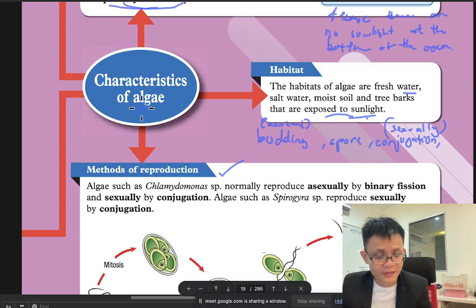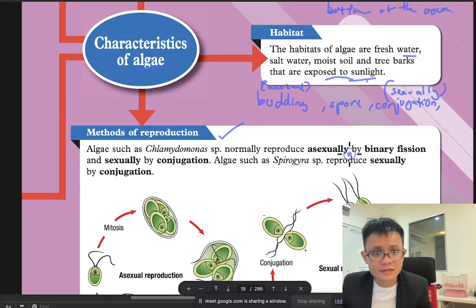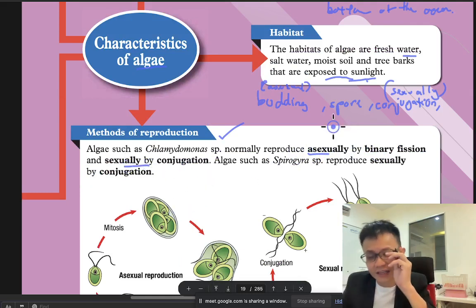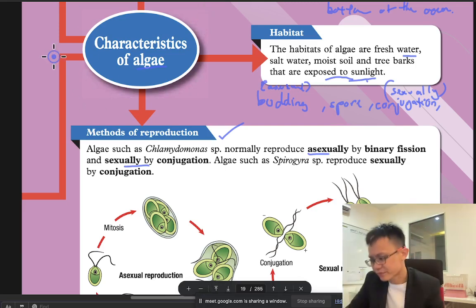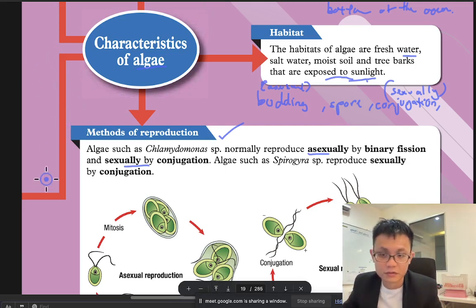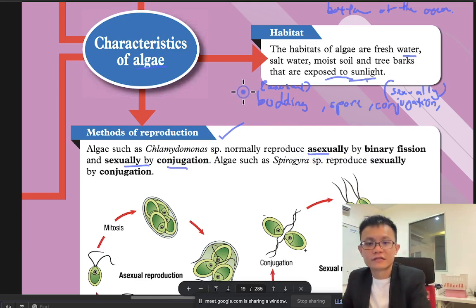And now we look at algae. Asexually and sexually is also the same thing. That's why I say if you can write your own notes, draw a table, it's easier to understand. If you cannot, then you think of your own way. You draw a picture, okay? So sexually is the same thing, conjugation, but for asexually they are not budding. So I put here fungi. This is algae. For this one, they are using binary fission.